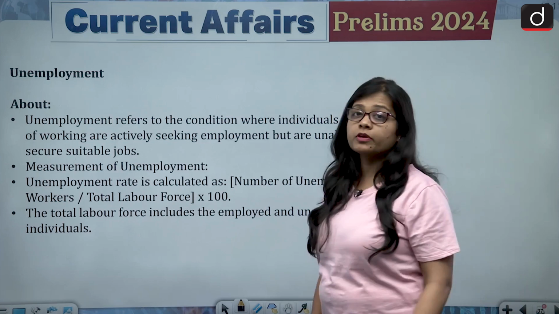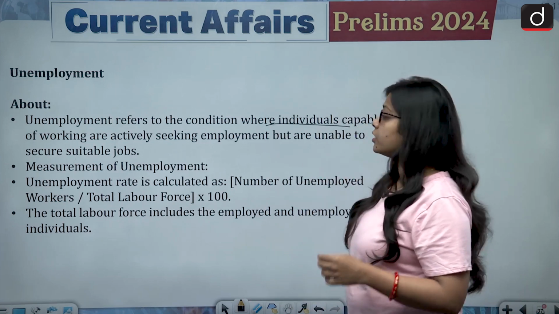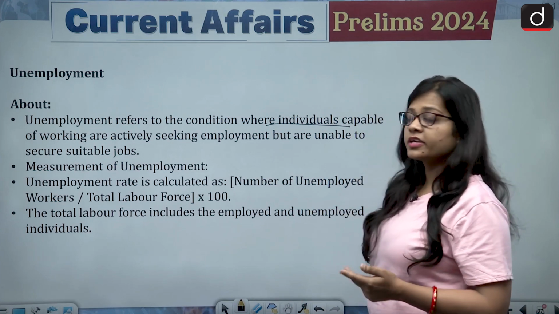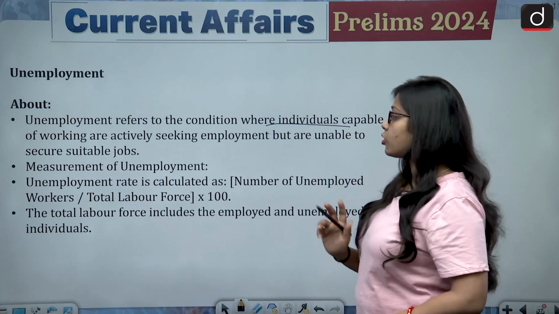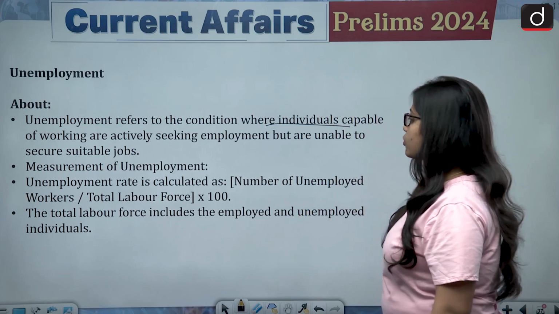Now about unemployment. What is unemployment? So unemployment refers to the condition where individuals who are capable of working and are looking to seek employment but they are not able to find secure and suitable jobs. Now what are the measures of unemployment?